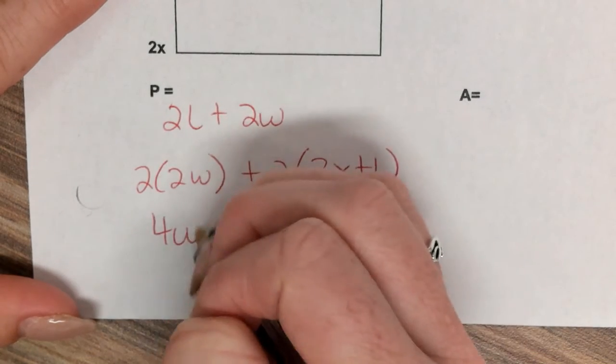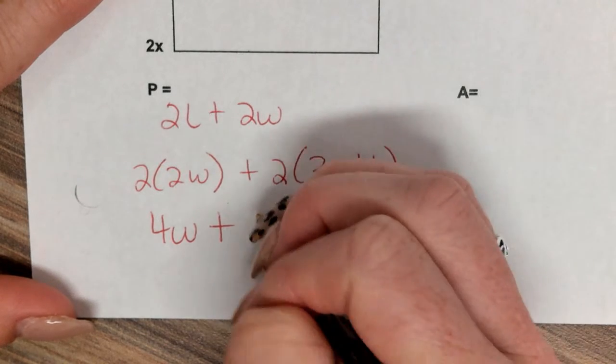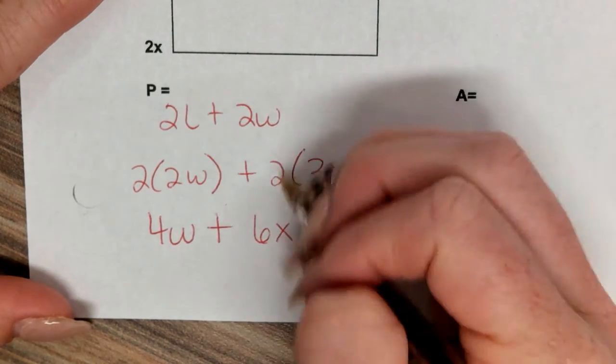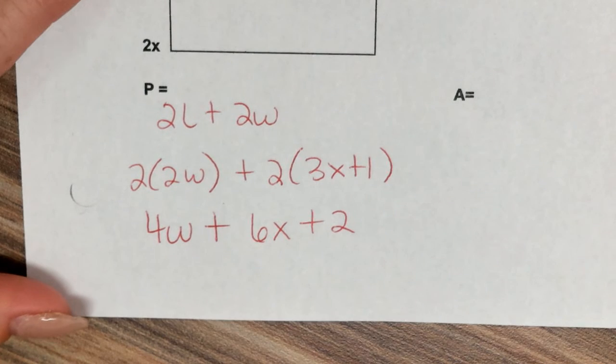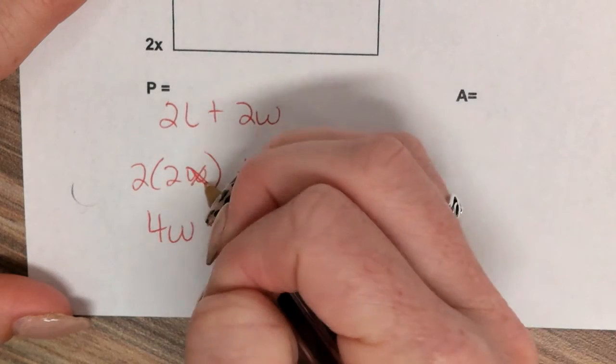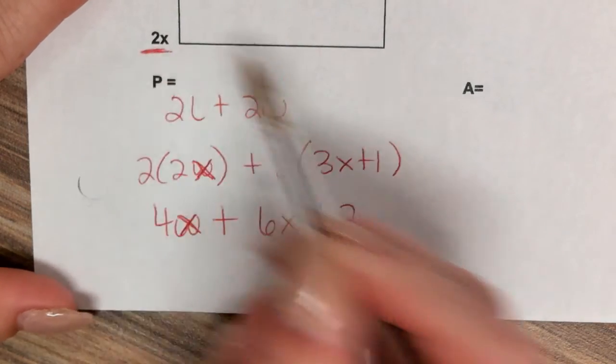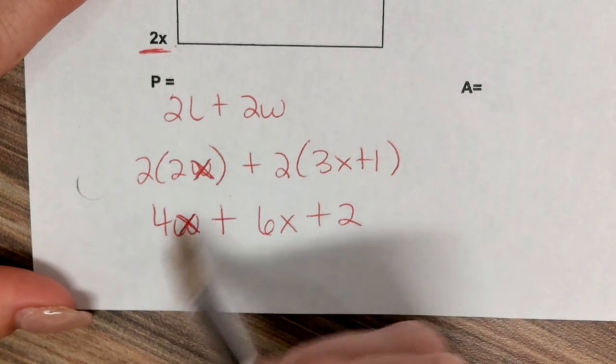So I have 4w plus, I got to do distributive property. 2 times 3 is 6x, and 2 times 1 is 2. Oh, I meant to put an x right here. Y'all see that, right? It said 2x. I accidentally put w.